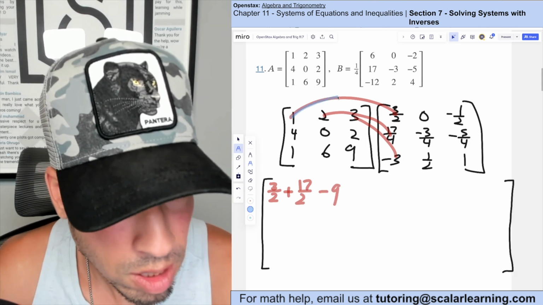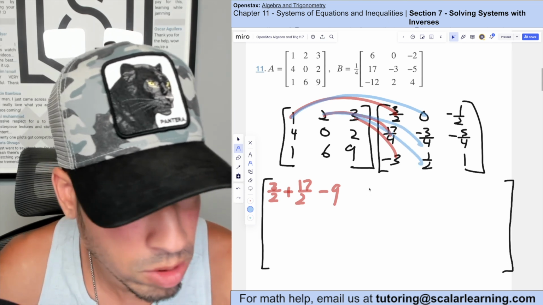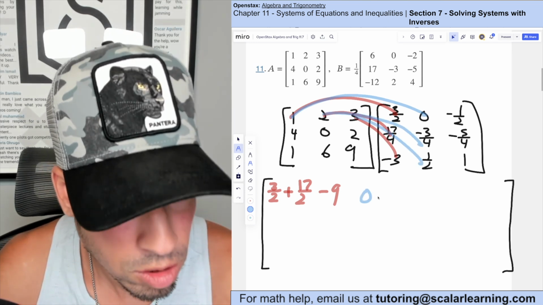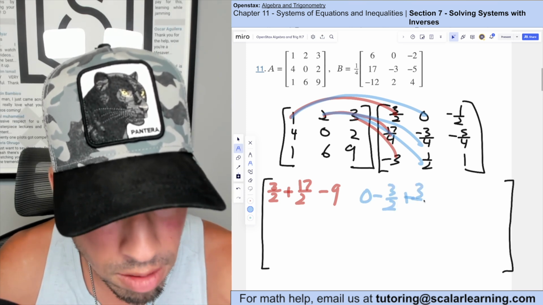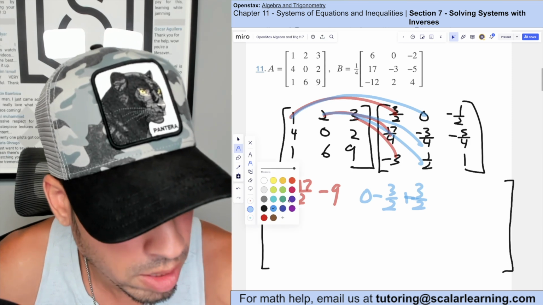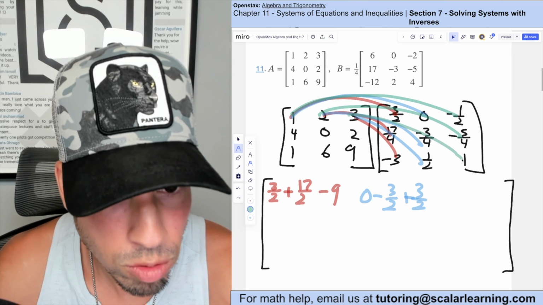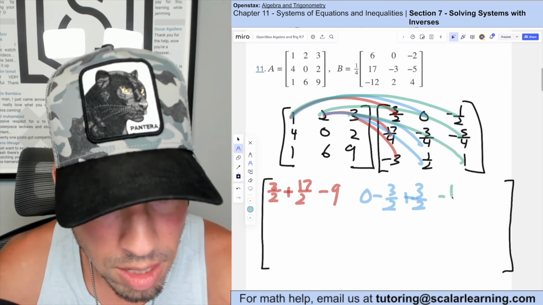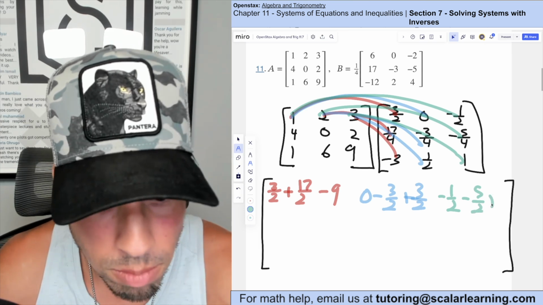Next, we do times the second column. 1 times 0 plus 2 times -3/4 plus 3 times a half. That is 0 minus 3 halves plus 3 halves. Okay, you can see that's going to go to 0. Cool. Next, 1 times -1 half plus 2 times -5/4 plus 3 times 1. So that's -1 half minus 5 halves, and then plus 3.